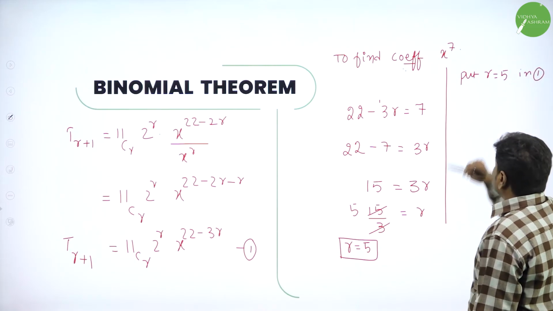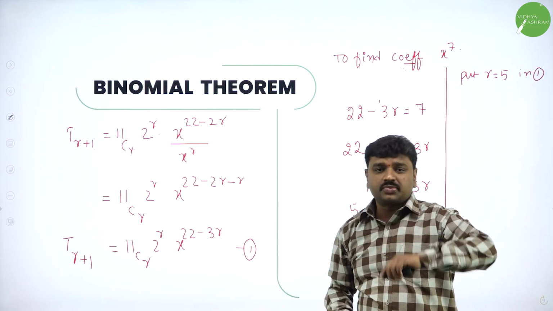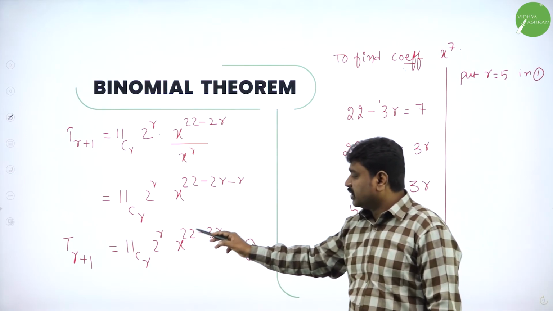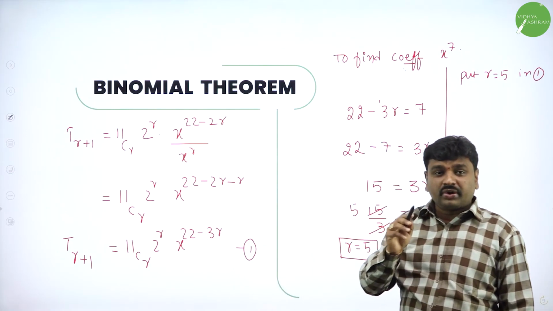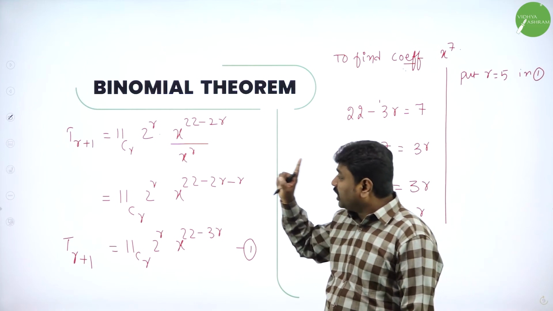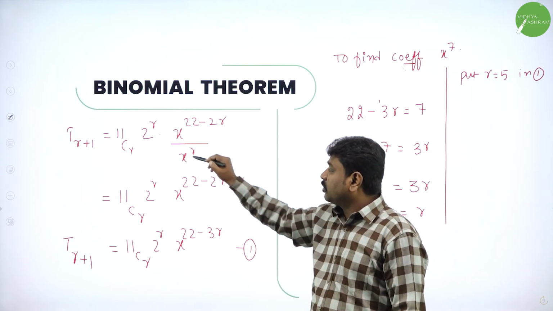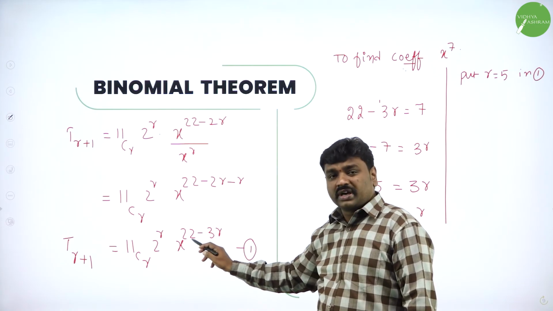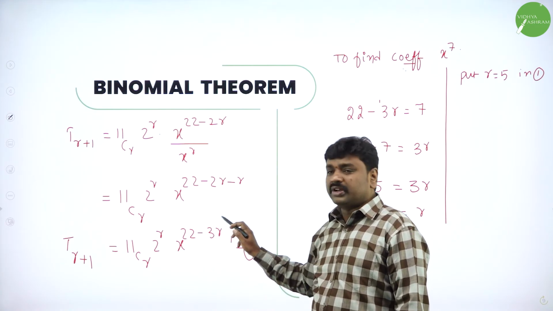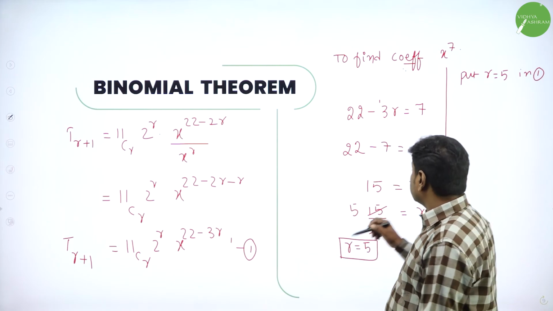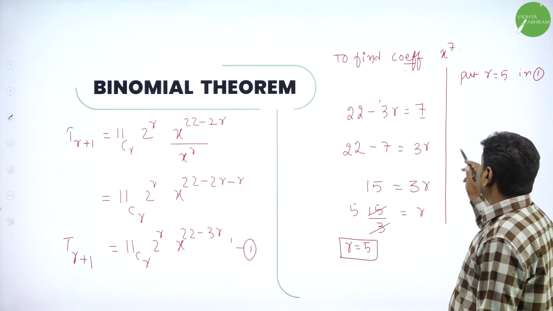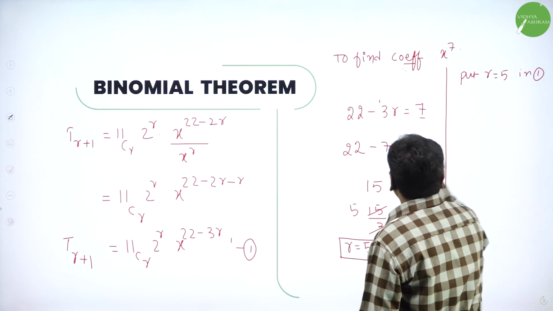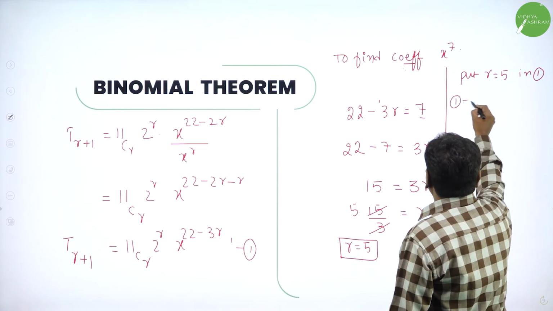Dear students, please understand, they want the coefficient of x power 7. That's why the power of x you should equate it to 7. Before you equate the power of x, you should make one term with x. So we have x in numerator, x in denominator, compress it and make it one term with x. Only one x should be there. What is the power? 22 minus 3r. We want the coefficient of x power 7, so equate it to 7 and we'll get r. Now put that r in equation 1.